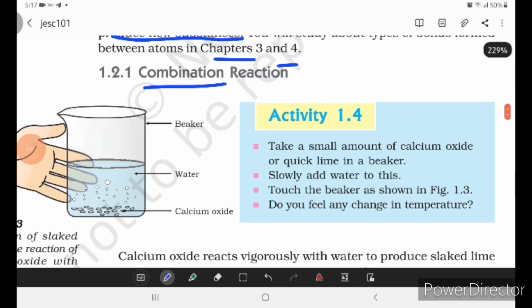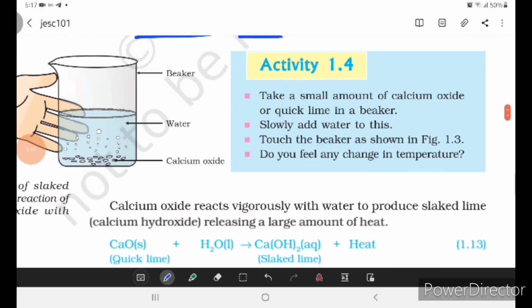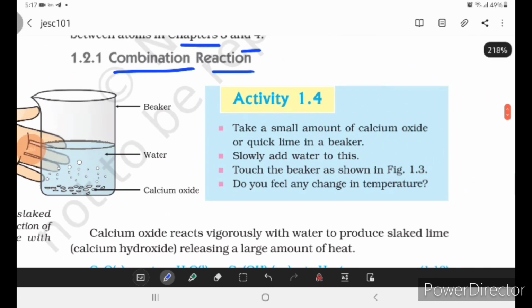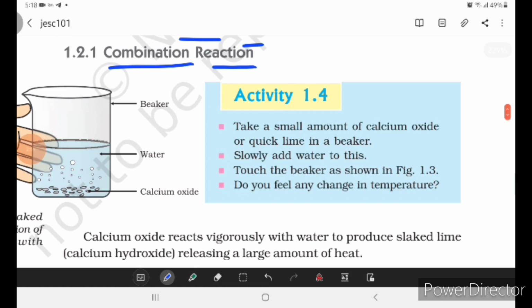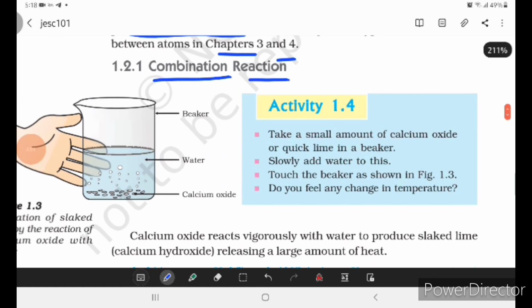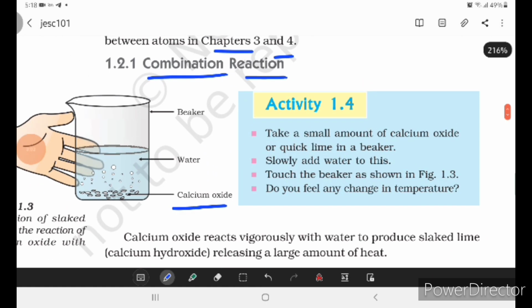The first type of reaction is a combination reaction. Before going into it, we are given an activity to do here. Take a small amount of calcium oxide. We have taken a small amount of calcium oxide or quicklime in a beaker. Slowly add water. Touch the beaker. Do you feel any change in temperature?